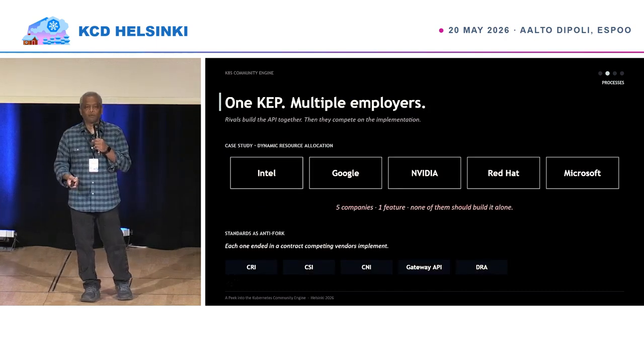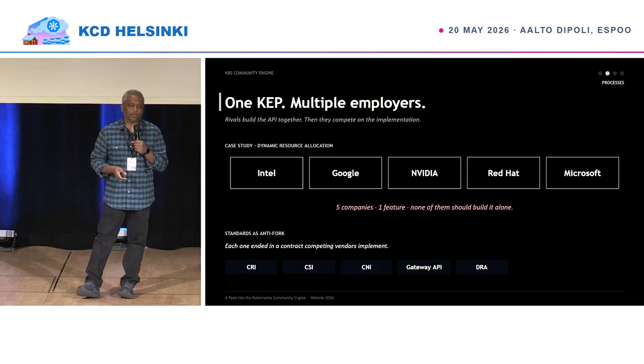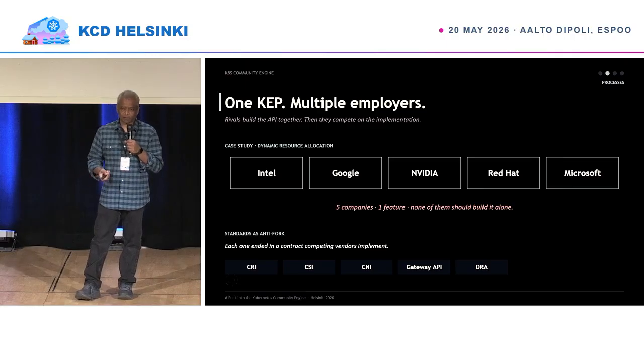So just to give you an example, right? There are people in this room who have worked with us. The Intel team can take a bow here, on introducing a new feature called the DRA, which is really important for deploying AI workloads.